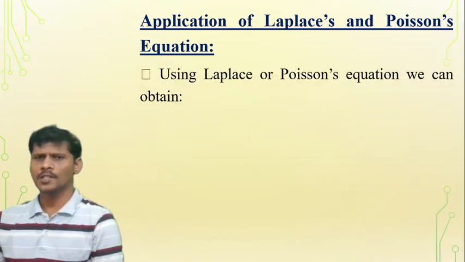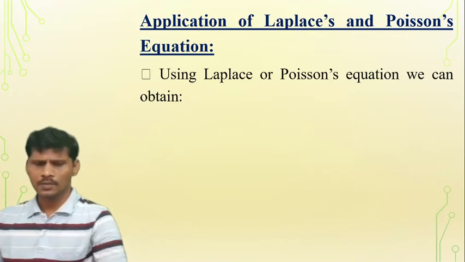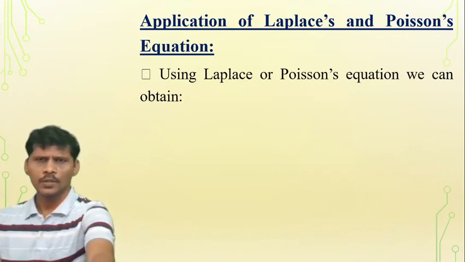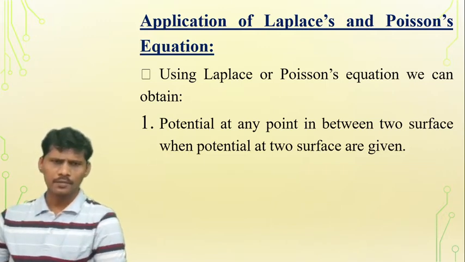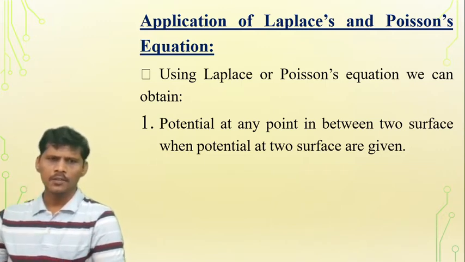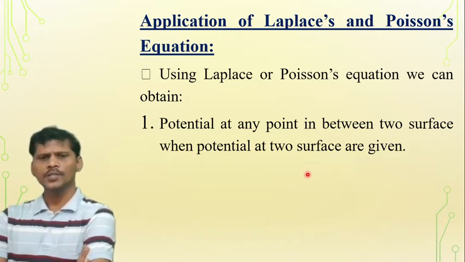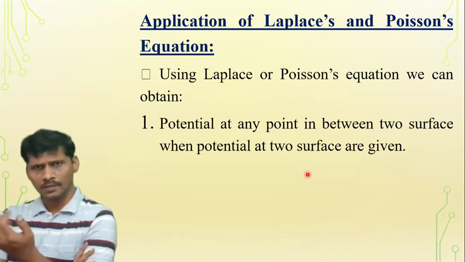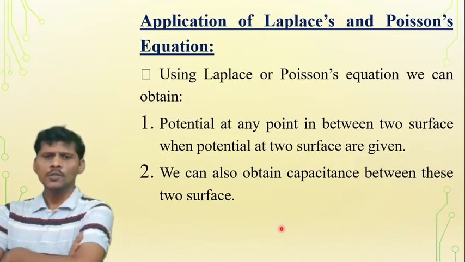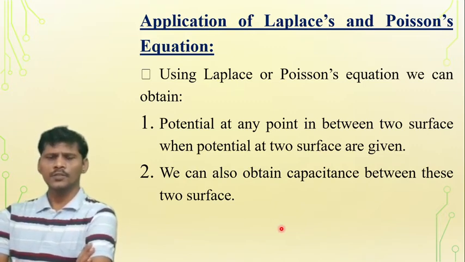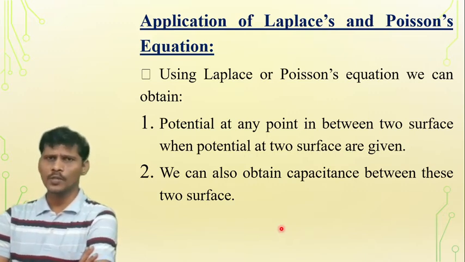Next, coming to the applications of the Laplace and Poisson's equation. Using the Laplace equation or Poisson equation, we can obtain the potential at any point in between two surfaces when the potentials at the two surfaces are given. The second application is that we can also obtain the capacitance between these two surfaces. These two are the applications of the Laplace and Poisson's equation.